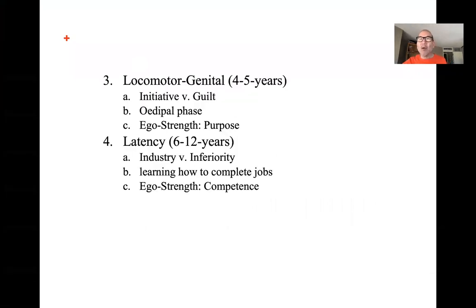Alrighty, moving right along. The third stage, the locomotor genital, occurs between 4 to 5 years. Here, the challenge before the child is initiative versus guilt. The reason why this is a path is because what develops around this period is increased locomotor control, the ability to move about their environment, and so on.